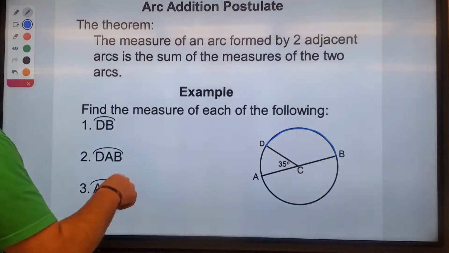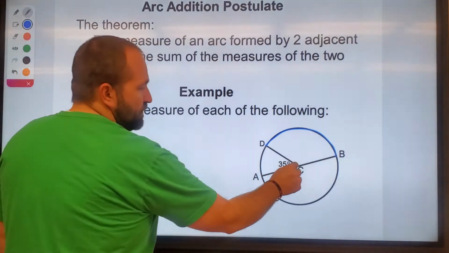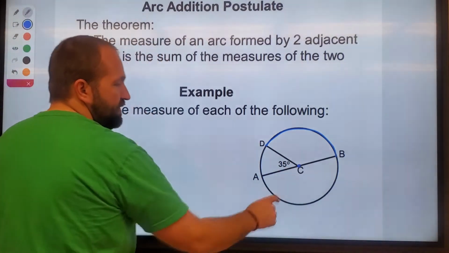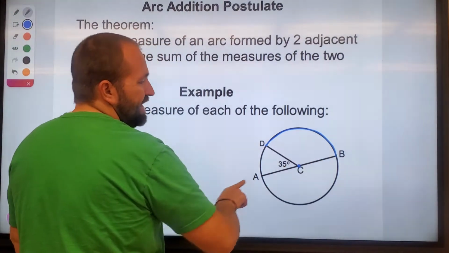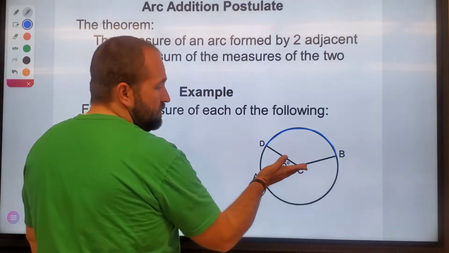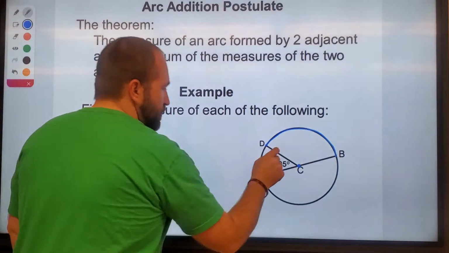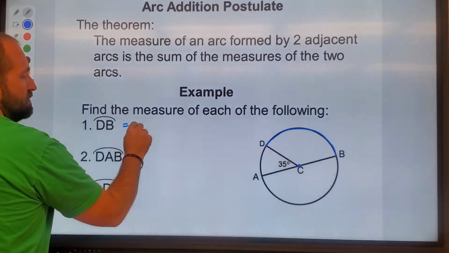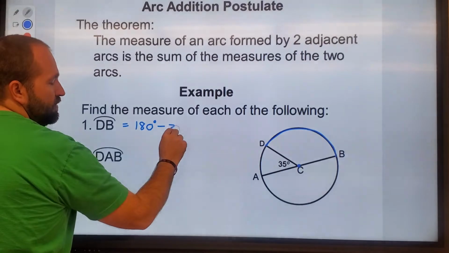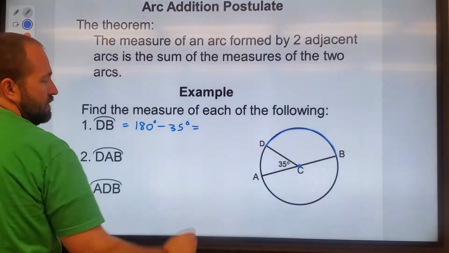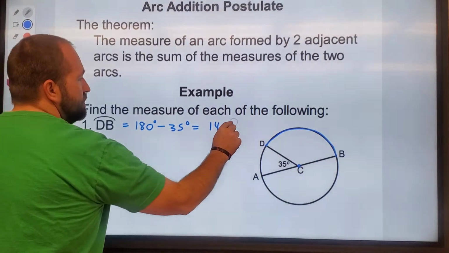Here we'll notice that we have 35 degrees for this section. And hopefully you can tell that point C is the center of the circle, which means AB is a diameter. And because that's a diameter, this half is a half circle, and this half is a half circle. So the value of DB is going to be equal to 180 minus the 35 degrees that we have, which gives me 145 degrees.